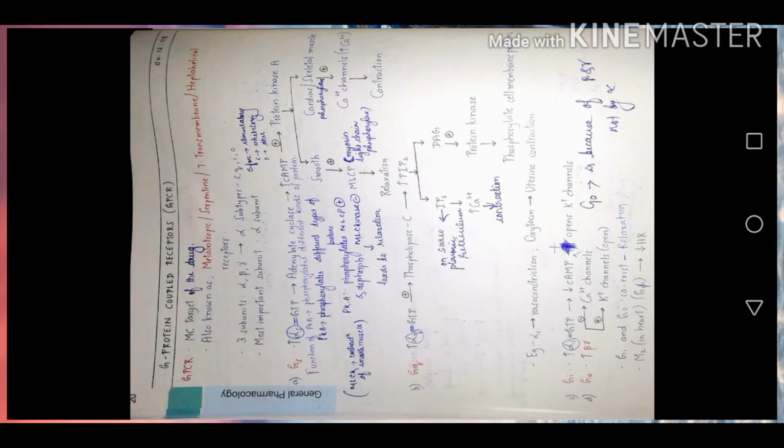So among these three subunits, which one is the most important? You say to me the alpha subunit. So the alpha subunit is having again four subtypes, that is S, Q, I and O. S for the stimulator, Q same for the stimulator type, I for the inhibitory, O for other. Okay. So the most important subunit now you know is the alpha subunit, right? First we will know about GS subunit, that is alpha S, right?